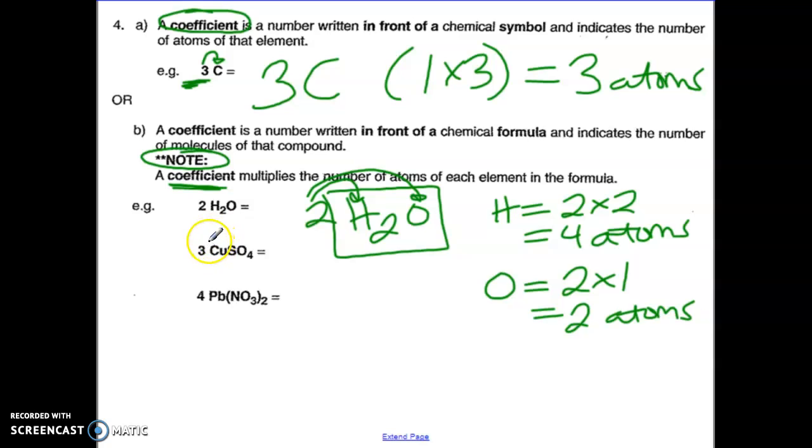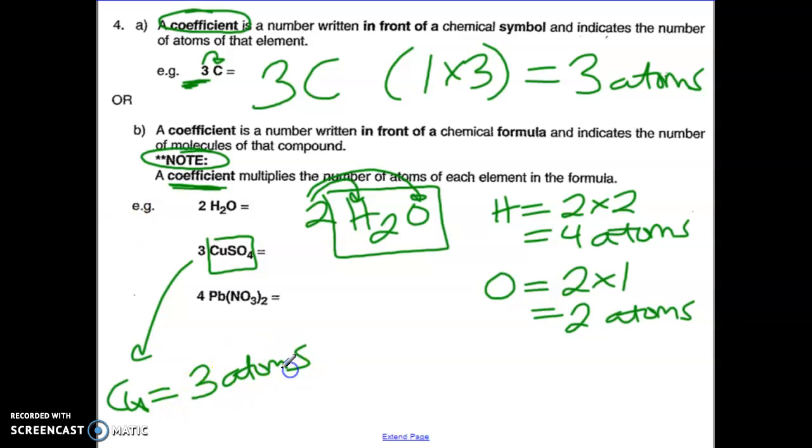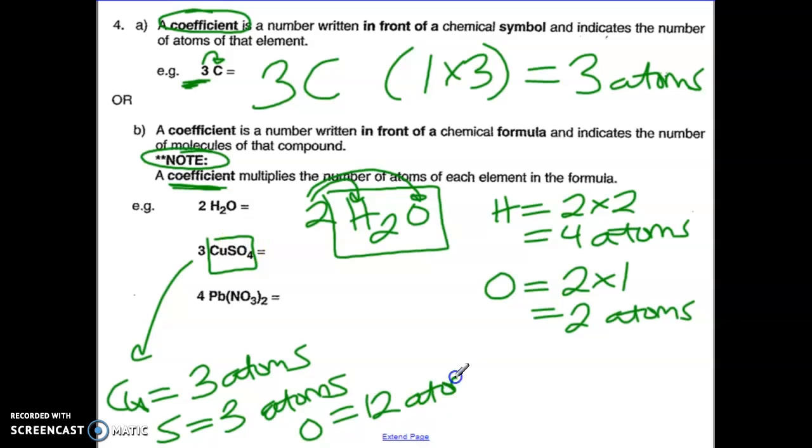Okay, same thing here. The 3 would apply to copper, sulfur, and oxygen. You would just multiply that. So let me just answer that one here. So for your copper, it would be 3 times 1, which is 3 atoms, right? Sulfur would be 3 times 1 again, which is 3 atoms. And then oxygen would be 3 times 4, which would be 12 atoms.